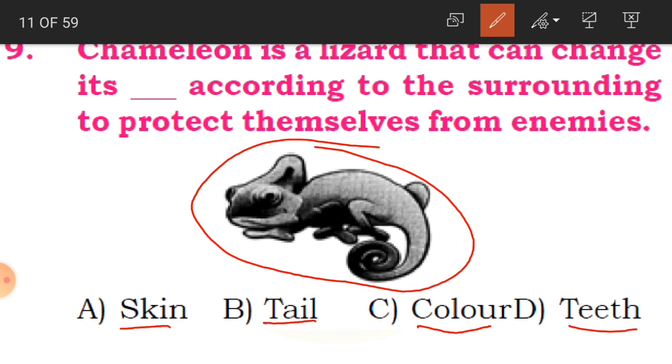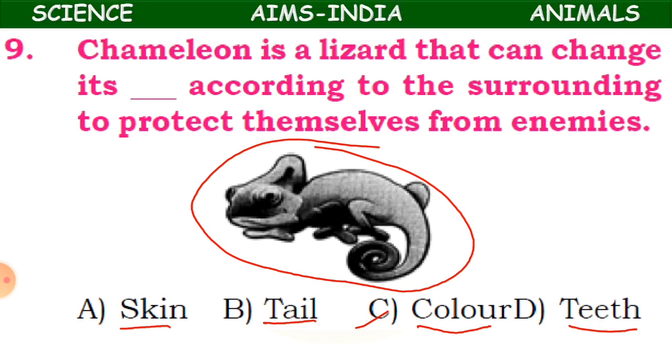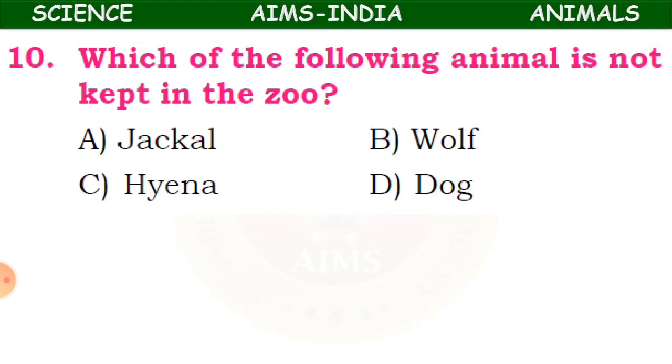It changes the color. It changes its color to the surroundings. As we learned, if it is on the green trees or the plants, it changes its color into green. If it is in red color surroundings, it changes itself into red. So like that, to protect itself from the enemies, it changes its color.